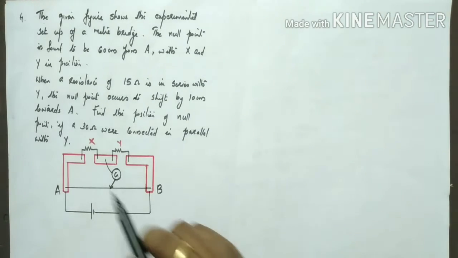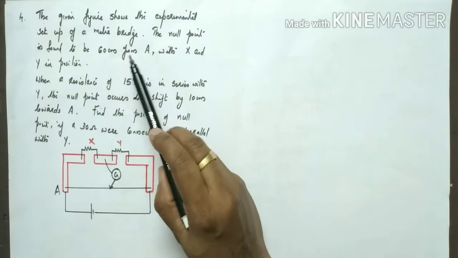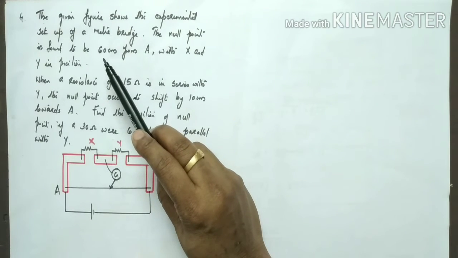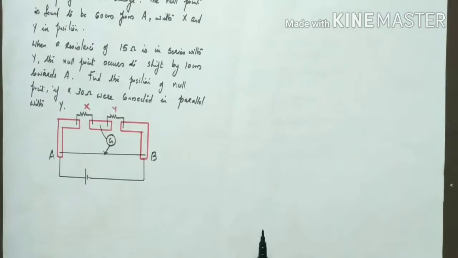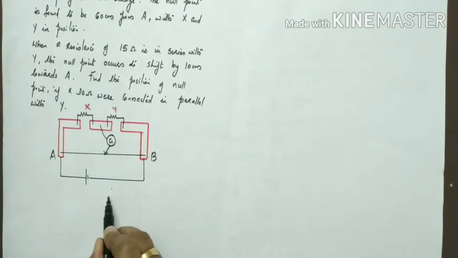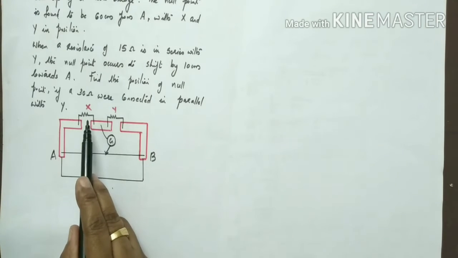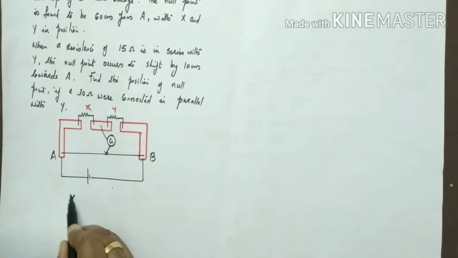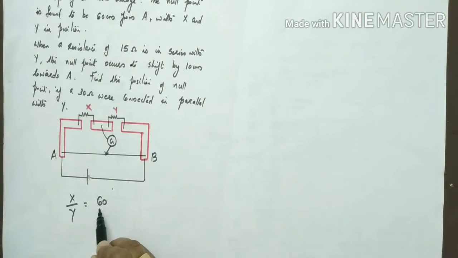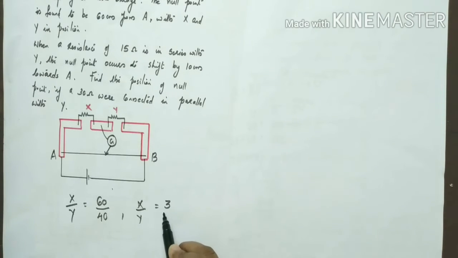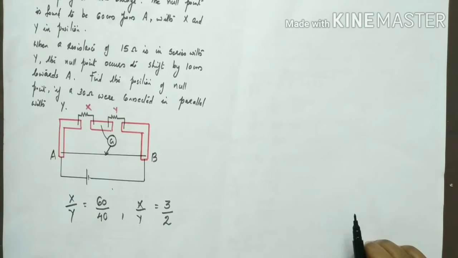So, if X is here and Y is here, what is the balance length? Given balance length is 60 centimeter from A. So, first we can write that formula. If X is connected in the left gap and Y is connected in the right gap, we can write X by Y equal to 60 by 40. Okay, so X by Y is equal to 3 by 2. That we can write from the given figure, right.